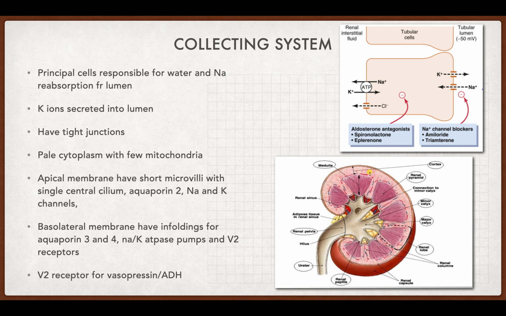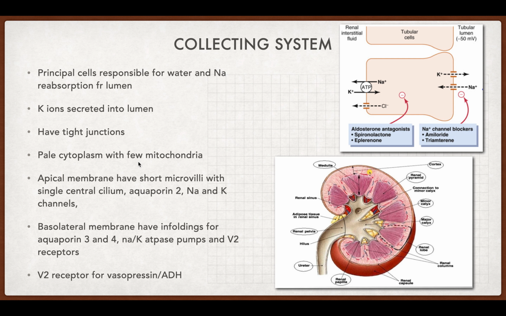The principal cells are going to be responsible for water and sodium reabsorption from the lumen, and that's switched out for potassium ions, which are going to be secreted. The principal cells have tight junctions and pale cytoplasm with a few mitochondria. So the water absorption is fairly passive. That's why there are not many mitochondria.